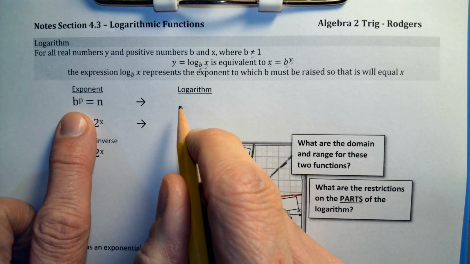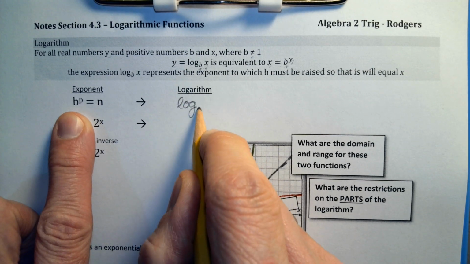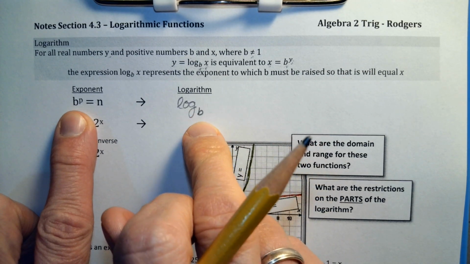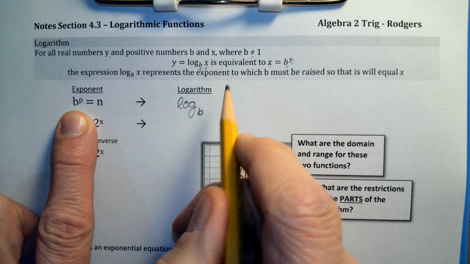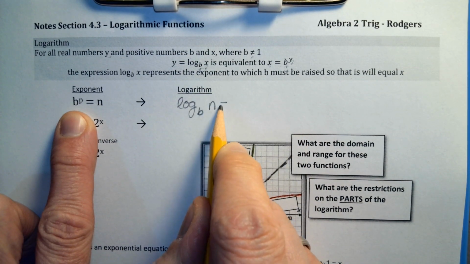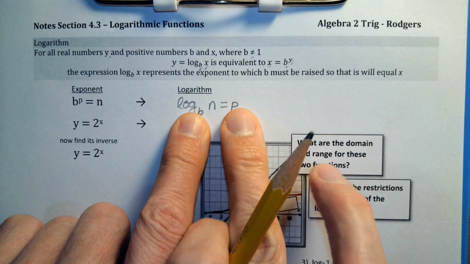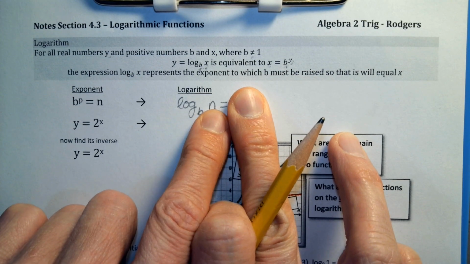All right, so I always start with the base is the base. Log base b, because that's the base of the exponent, it's the base of the log, make it smaller and lower. Log base b of n equals p. So this whole logarithm is equal to the value, p, that you'd have to raise the base to make it equal to the argument n.